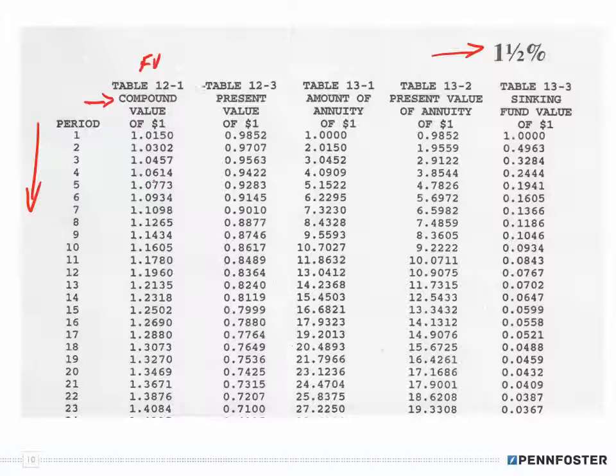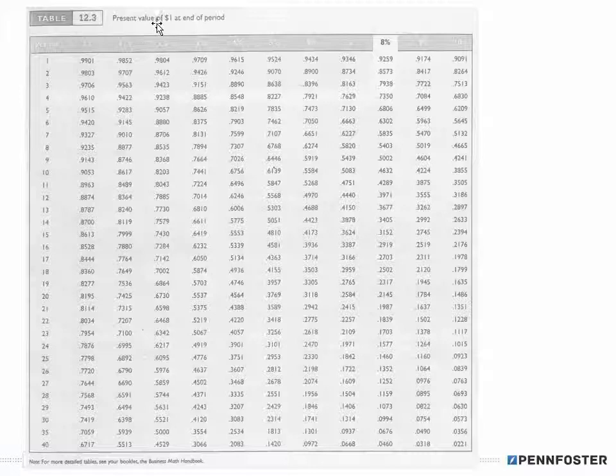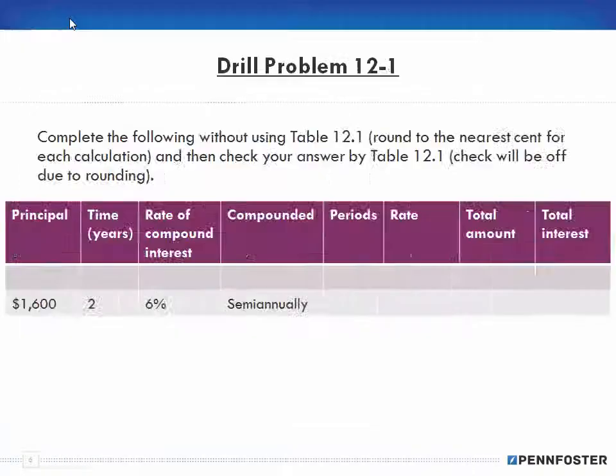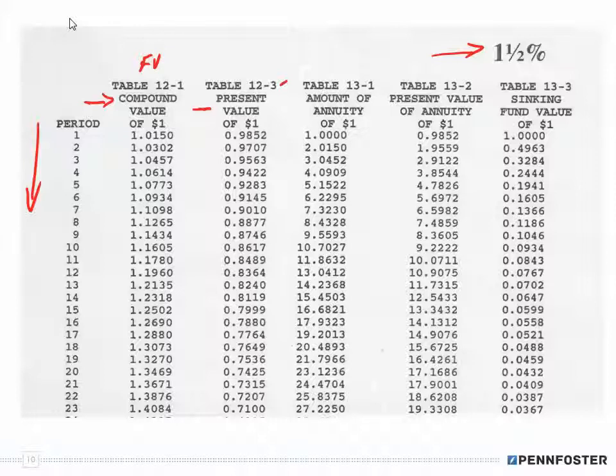Okay, and then you see it says table 12-3. Well, that's the table I want, and that's my present value. That's the same thing as this table here, my present value of $1. If you notice that for the interest rate of 1.5% for one period, that's 0.9852. If we come down to the table in the Business Math Handbook, it's 0.9852. For the future value in this table, it's 1.0150.